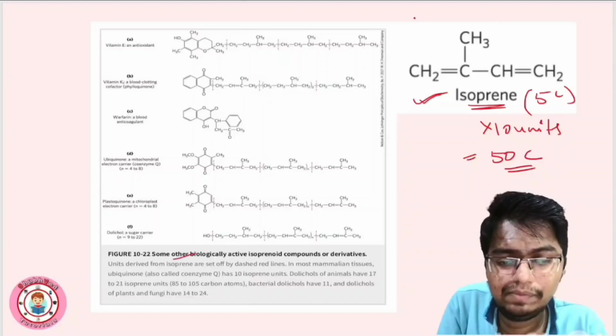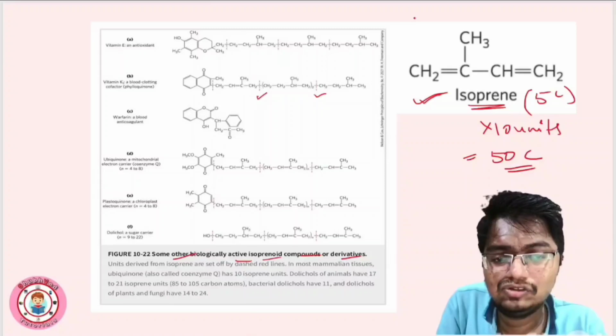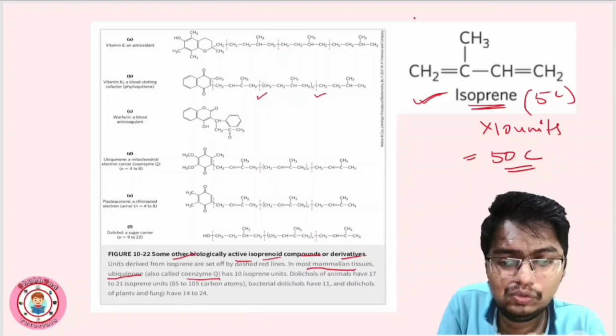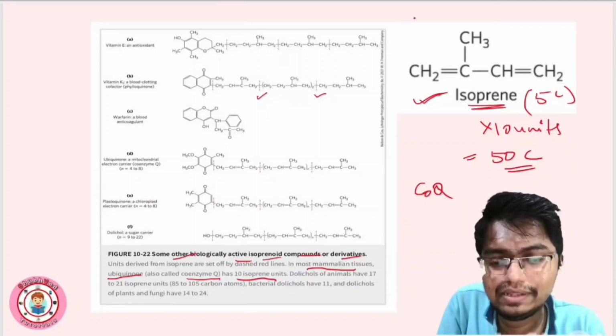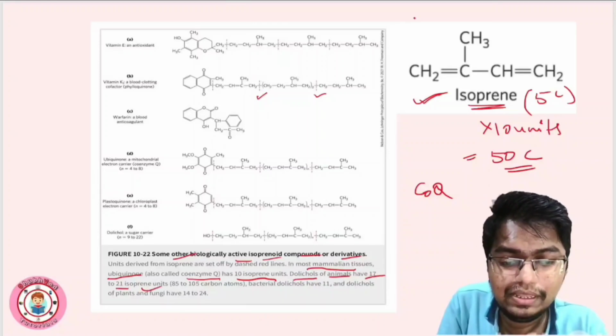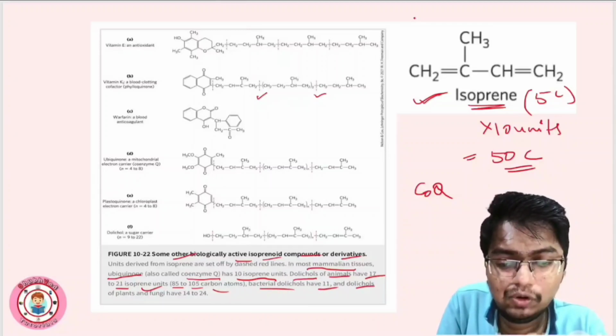Now you can see here some other biologically active isoprene compounds or derivatives, right? And you can see these dashed lines are basically separating the isoprene units. Now from this, what is important? Ubiquinone, in most mammalian tissues, also called coenzyme Q, has 10 isoprene units. Dolichols of animals have 17 to 21 isoprene units, 85 to 105 carbon atoms. Bacterial dolichols have 11 units, and dolichols in plants and fungi have 14 to 24.